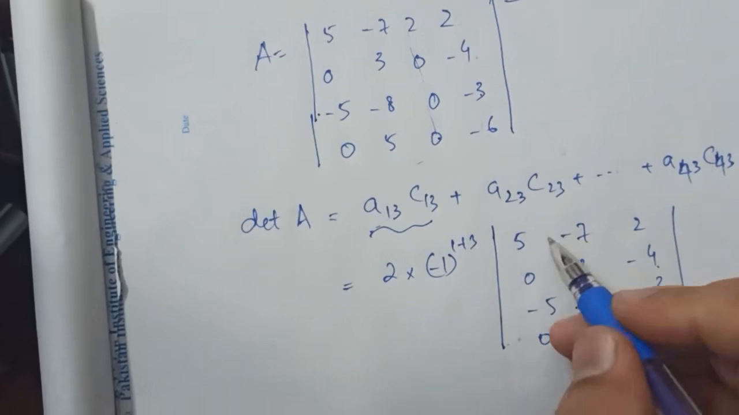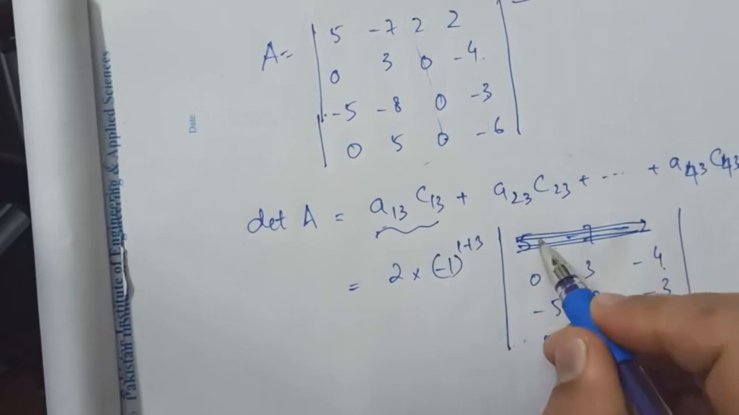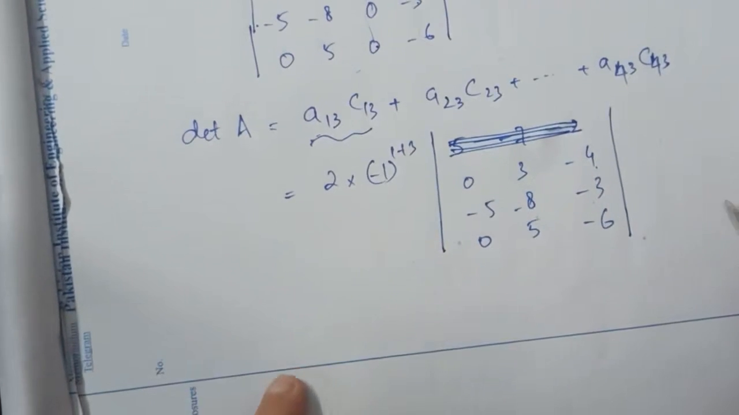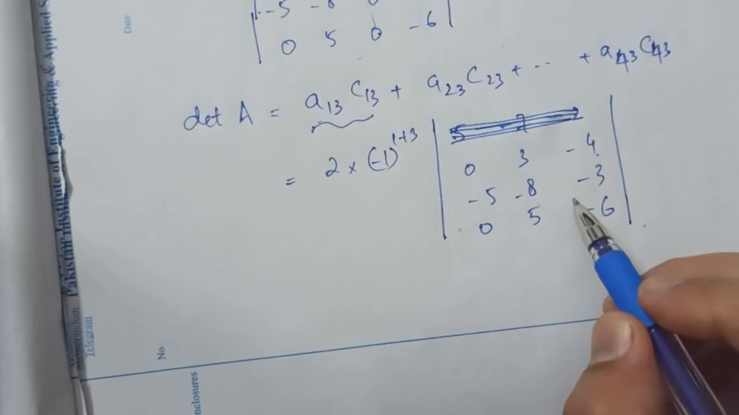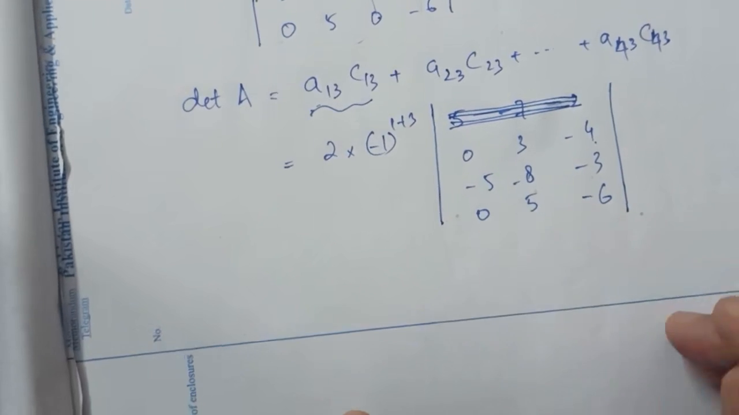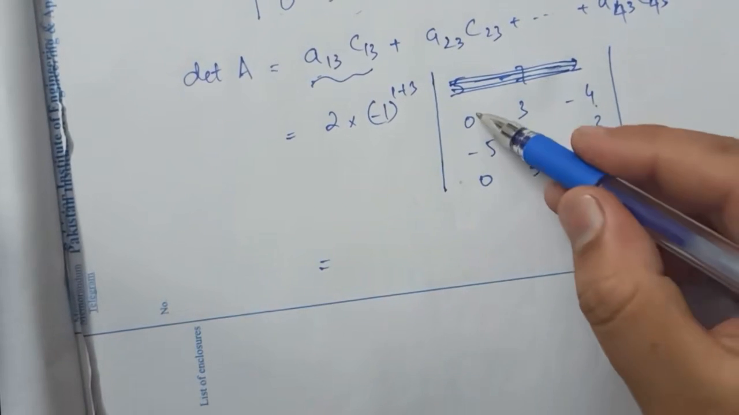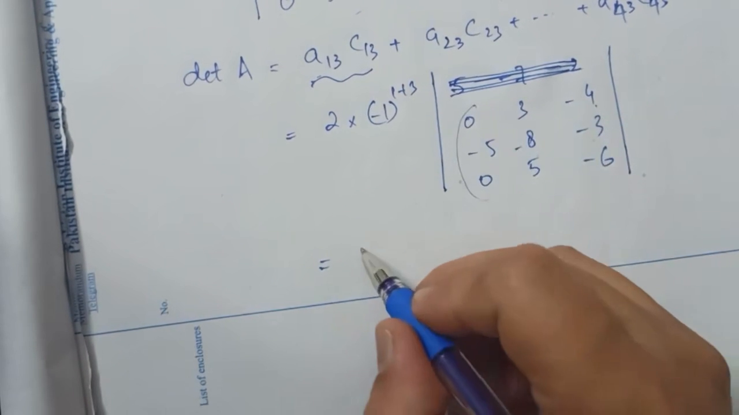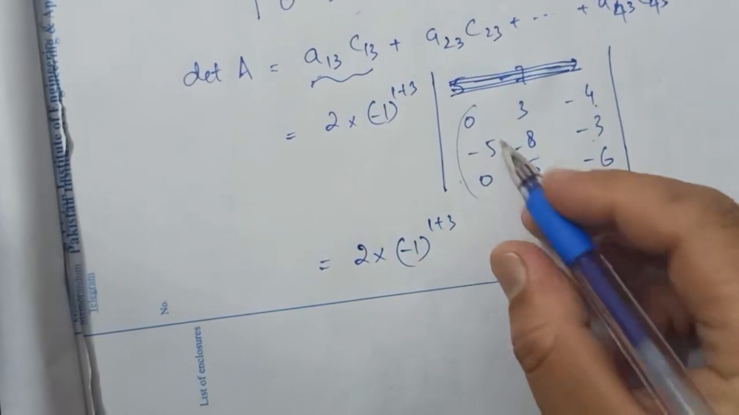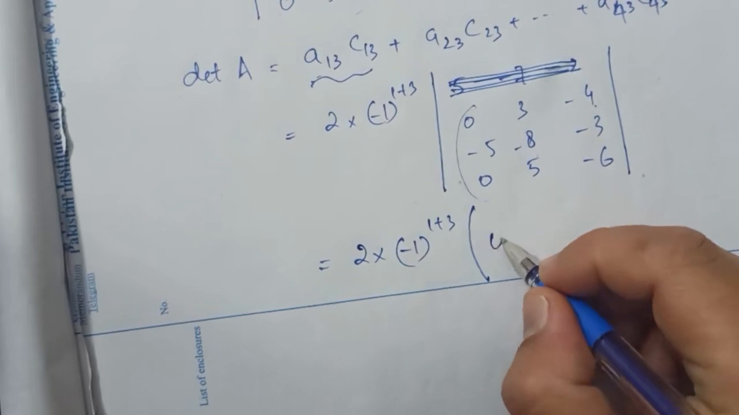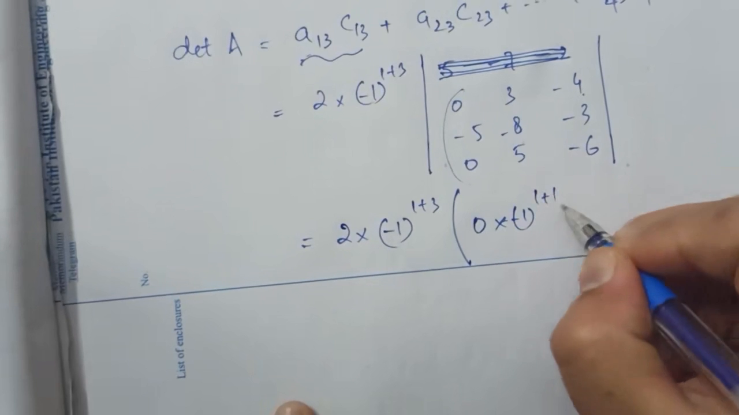Sorry, I think I accidentally wrote this one, sorry about that. And again, you get here 0, 3, minus 4, minus 5, minus 8 and minus 3, and 0, 5, minus 6. So we expanded from this column here, so you get 2 into minus 1 to the power 1 plus 3, and again when I open that from here, it becomes 0 times, so I'll write it in the full terms so you can understand this.